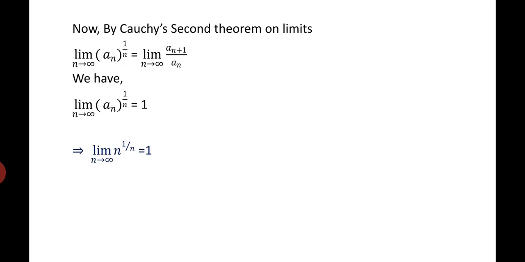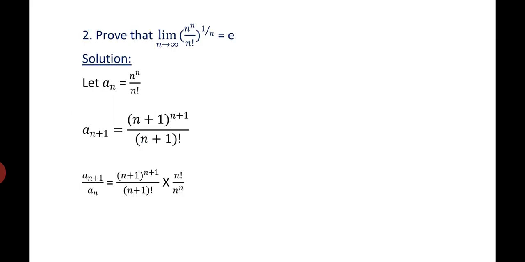Now, by Cauchy's second theorem on limits, we know limit n tends to infinity a_n raised to 1 by n should be equal to the value of limit n tends to infinity a_(n+1) by a_n, and this we have already solved that it is equal to 1. Hence, limit n tends to infinity n raised to 1 by n is equal to 1. Let's solve the next problem.